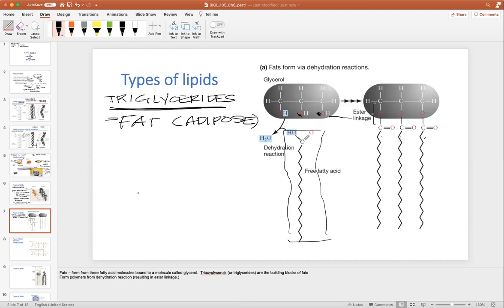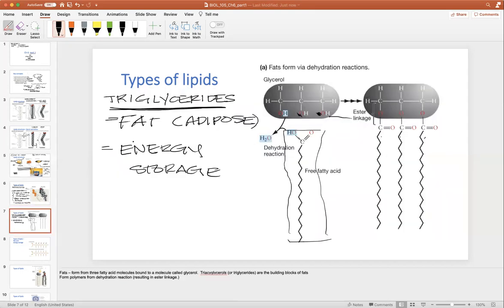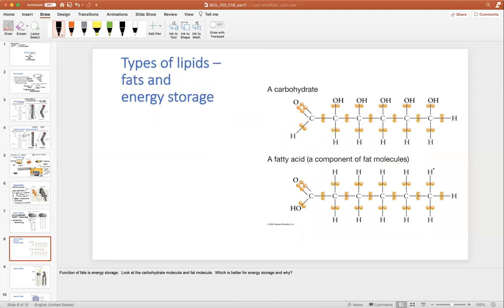Now, what is the function of fat? Well, fats are important for energy storage, right? So that's another function. We had our functions up here; these were functions of cholesterol. Here's another function, and it's a function of triglycerides. They are fats and they are involved in energy storage. Now, how is it that these triglycerides are good for energy storage? Let's take a look more closely at them on a molecular basis.